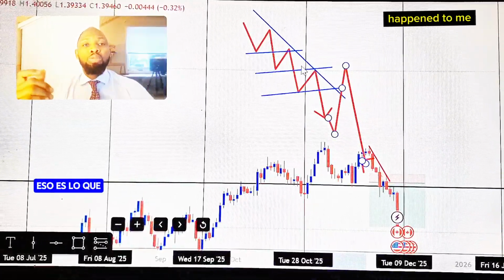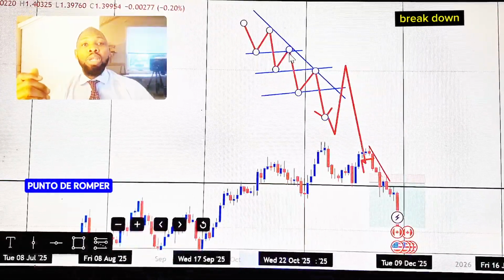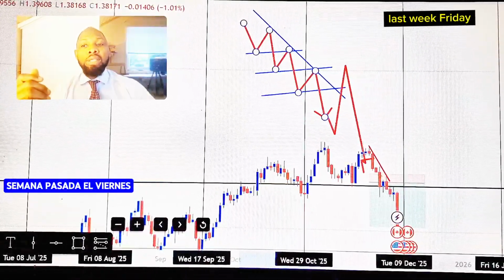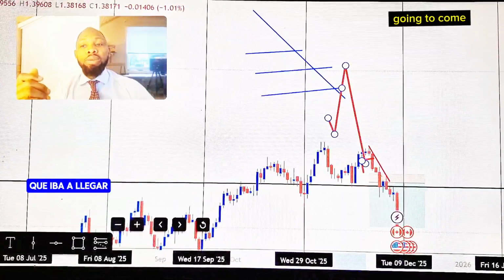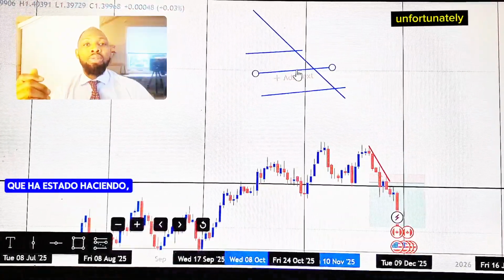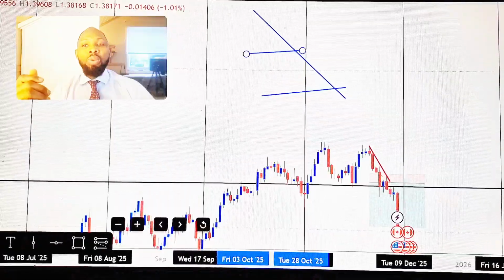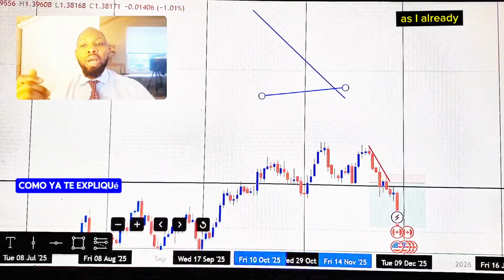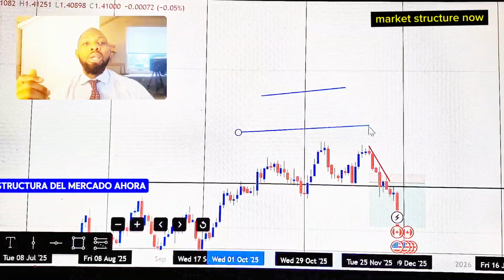That is what happened to me with this pair, US Canadian dollar, which I'm about to break down, last week Friday. It tricked me, and I was thinking that it was going to follow the same principle that it has been doing, but unfortunately the market didn't do that. So guys, as I already explained to you, the market structure.